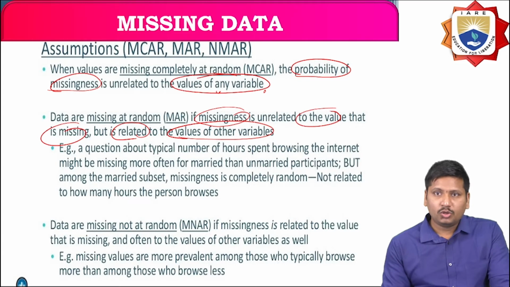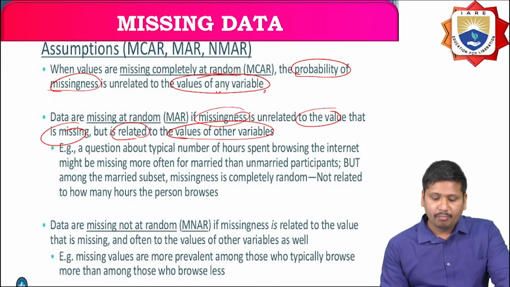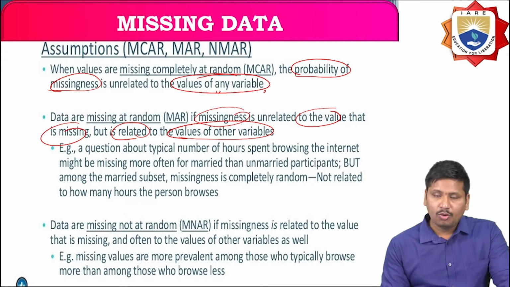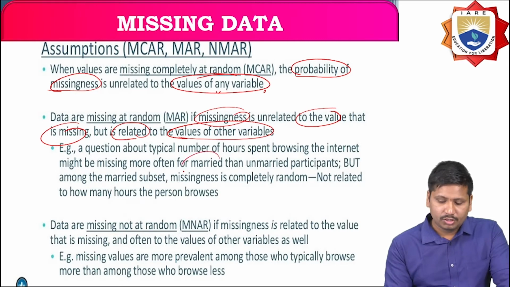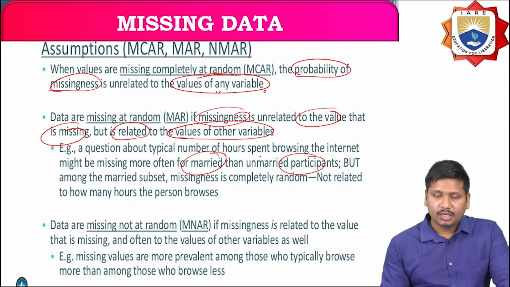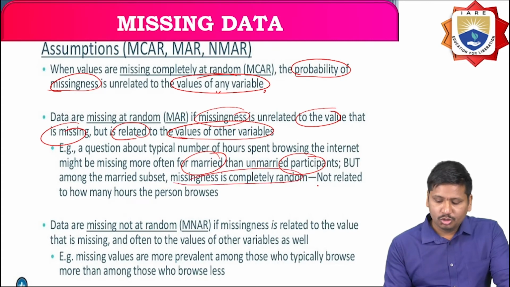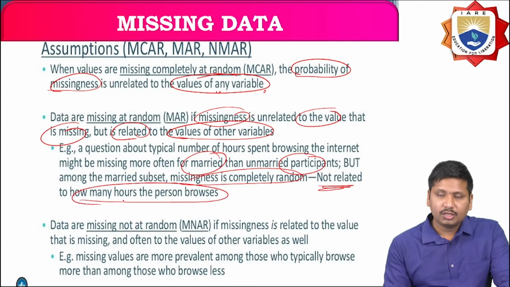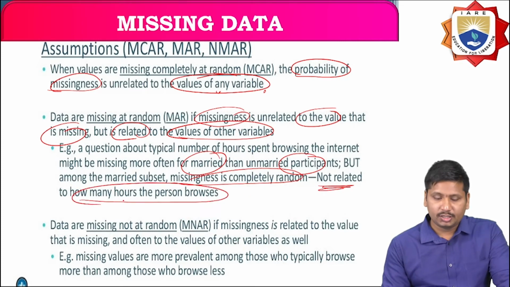For example, the question about the typical number of hours spent browsing the internet might be missing more often for the married than the unmarried participants. In an internet browsing center, there may be a chance of married people and unmarried people coming, right? So I want to find out how many hours are spent by those people. Here the missingness is not related to how many hours the person is browsing. That is the case here.